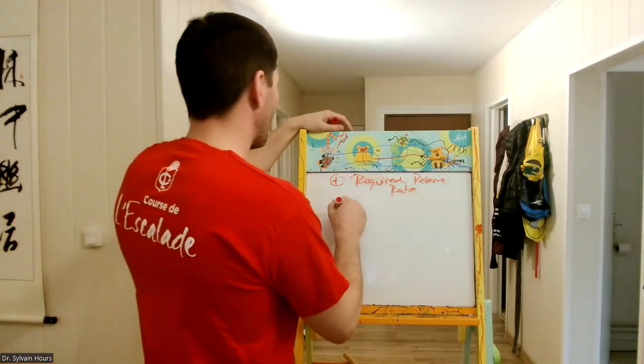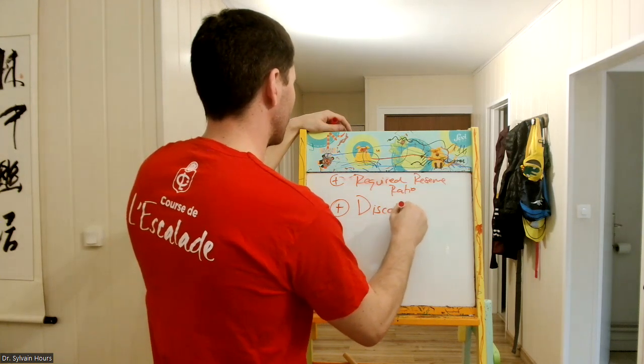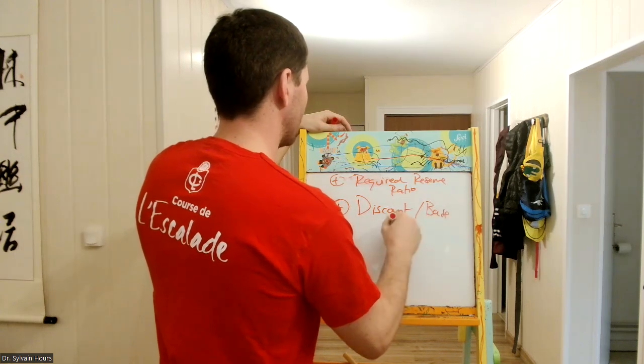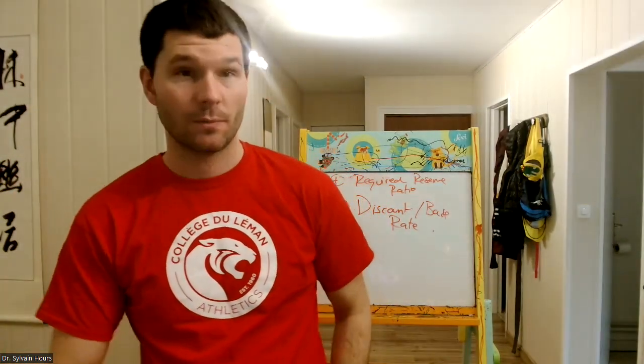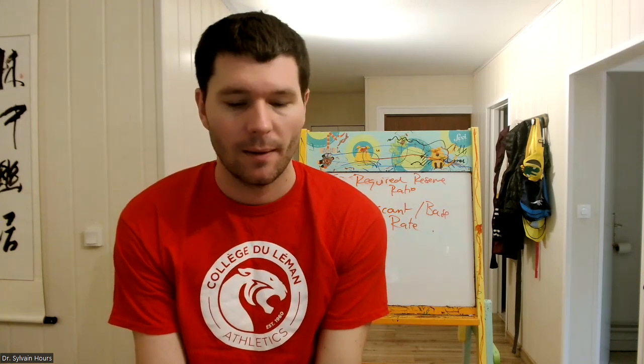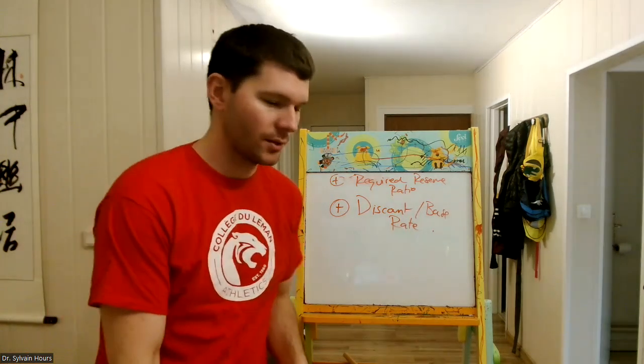And finally, you have the discount or base rate, which is the rate at which commercial banks can borrow from the central bank. Remember, we said that the central bank is basically the bank of commercial banks, or at least that is one function of central banks. They can lend money to commercial banks.